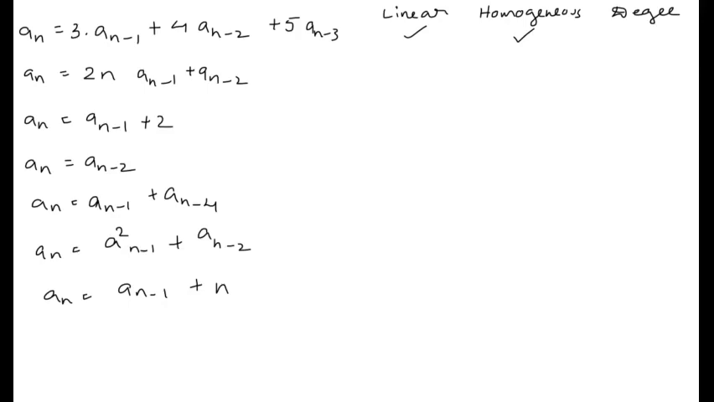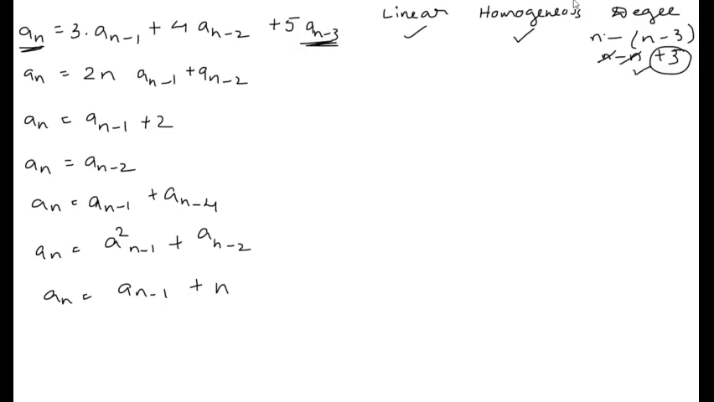To find the degree, on the left hand side we have the suffix n, and we take n minus the smallest term, which is a_(n-3). So we put n minus (n minus 3), which gives n minus n plus 3. The n cancels, so the degree is 3. So it is a linear homogeneous recurrence relation of degree 3.